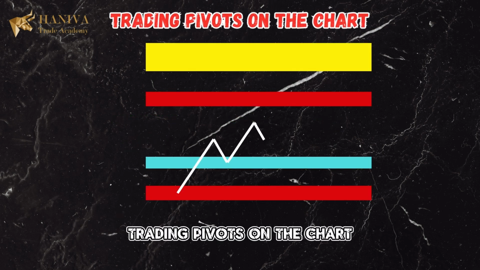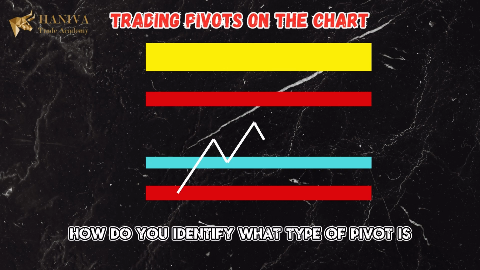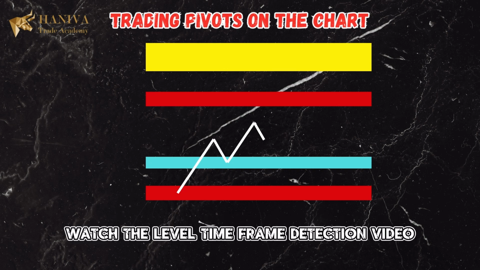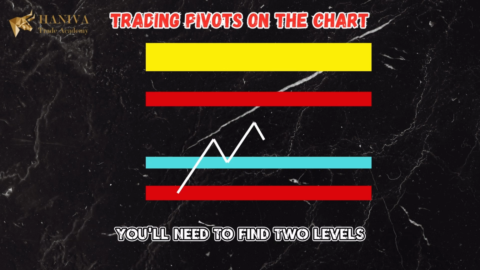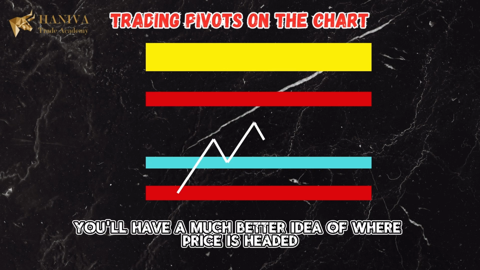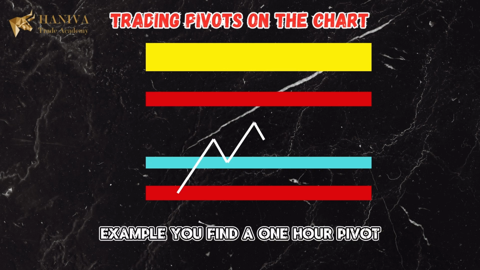Trading pivots on the chart. Now that you know the type, how do you identify what type of pivot it is? Always start by identifying the nearest levels. Watch the level timeframe detection video. You'll need to find 2 levels before and after the pivot. When levels are marked, you'll have a much better idea of where price is headed and what kind of pivot has formed. Example, you find a 1-hour pivot.